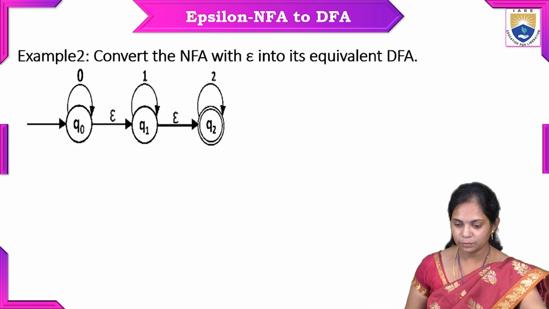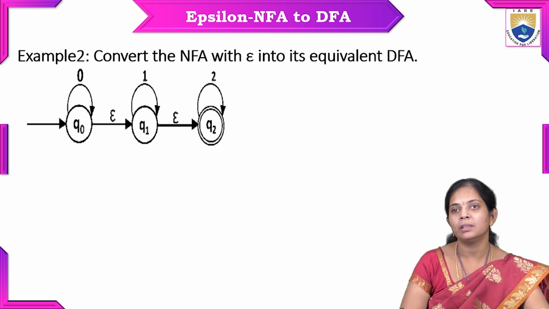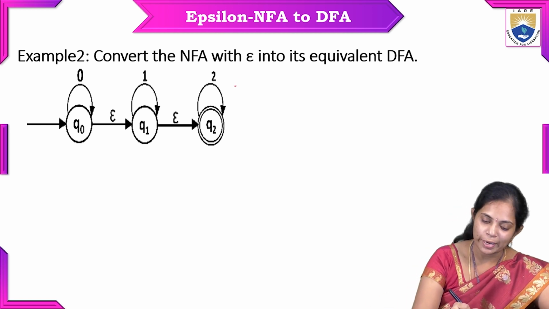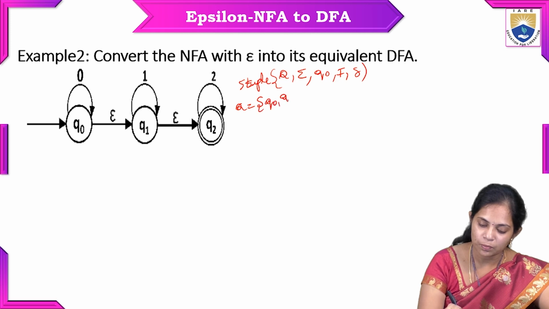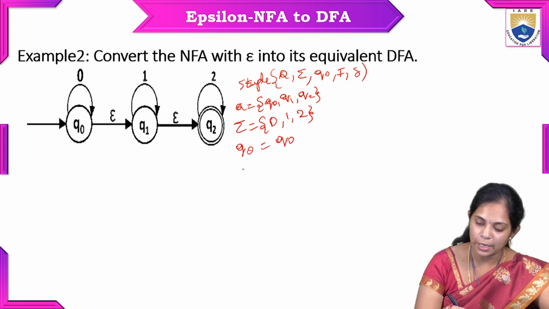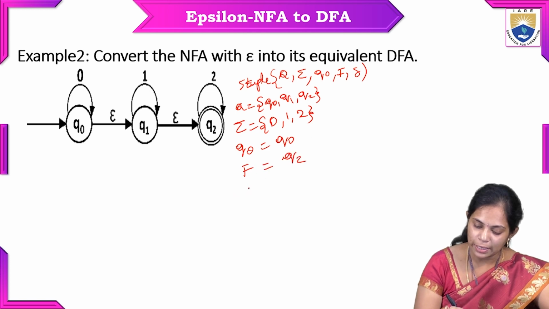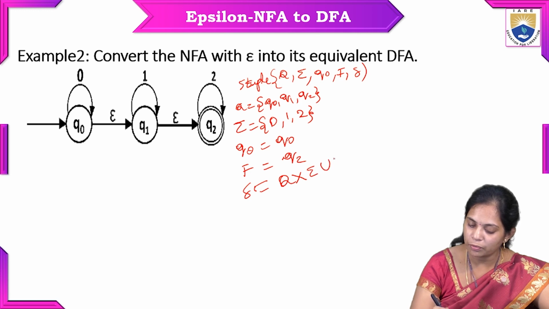Let's move to another example. And here we have taken three input symbols, and the three input symbols had three states. So the five-tuple for this one is Q, sigma, the starting state, final state and transition function. So Q here means we have three states, and sigma has the three input symbols 0, 1, 2, and Q0 is the initial state, and F is the final state, Q2 is the final state, and the transition function is Q cross sigma union the epsilon symbol.